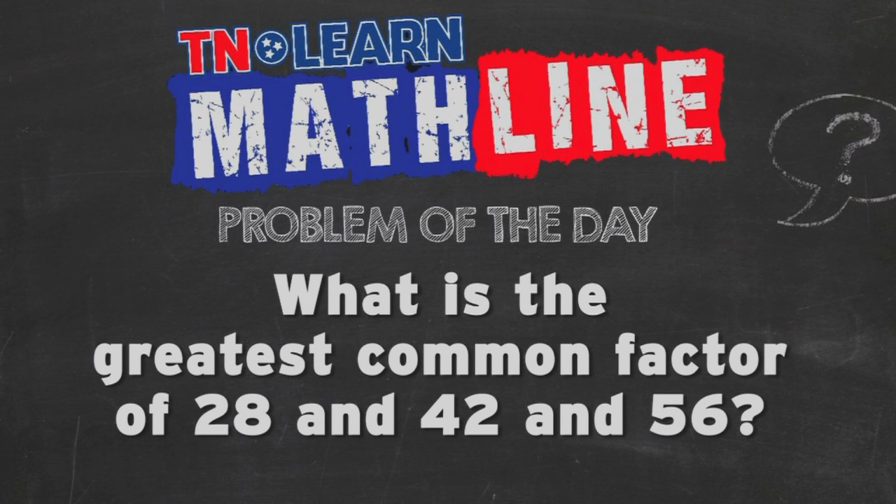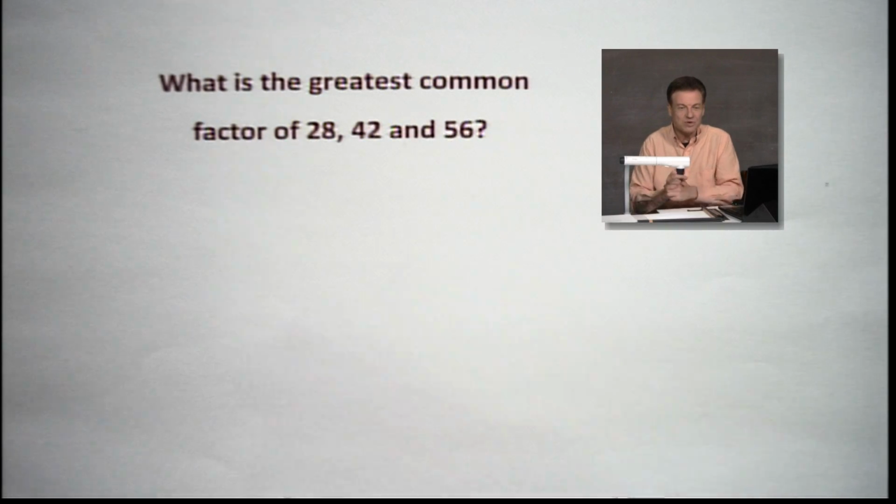What is the greatest common factor of 28, 42, and 56? So many times we think of just looking at two numbers. We're going to take three of them this time. We're going to look at three, 1, 2, 3 numbers there, all right? So let's look at these three numbers, 28, 42, and 56.